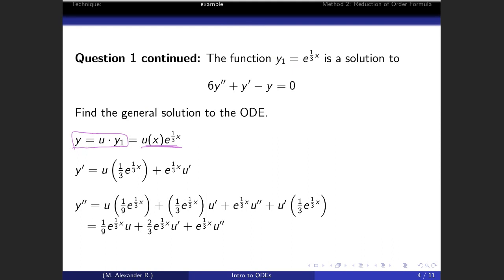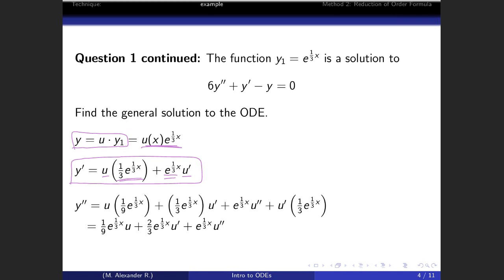So let me just summarize here. This is the first function multiplied by the derivative of the second one, plus the second function times the derivative of the first function. So that's the product rule, and that's how we get the y prime.